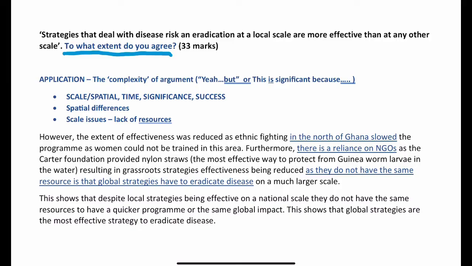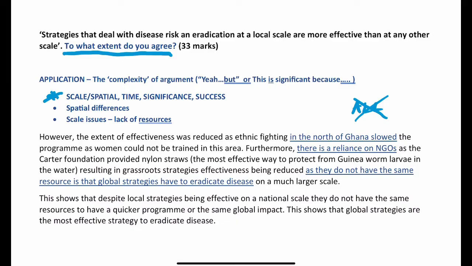So in the example I talked about pests, I could have either chosen scale, spatial, time, significance, success, which I've highlighted as my first bullet point here. What I've decided to go with is the most appropriate of those. I'm not trying to apply all of them. I'm only trying to apply one of them. So I'm putting a cross through. I'm not trying to necessarily talk about all of these, just the most appropriate.